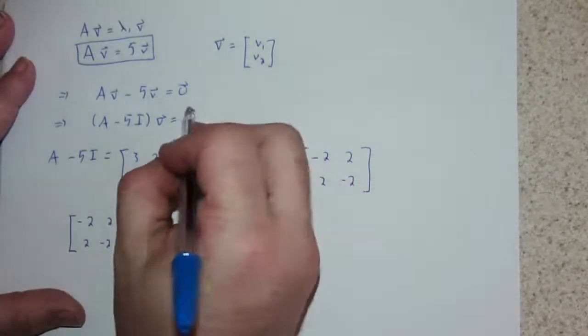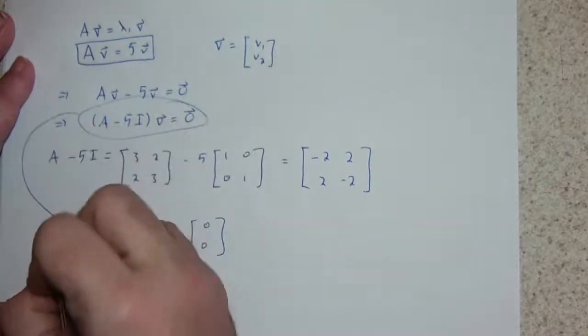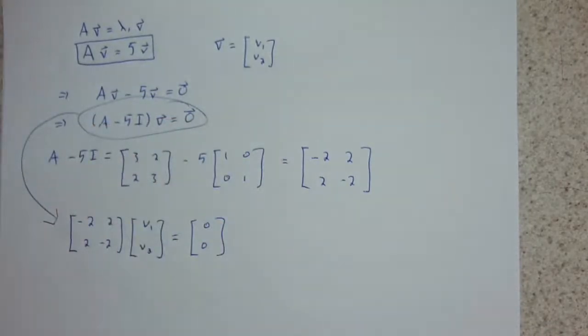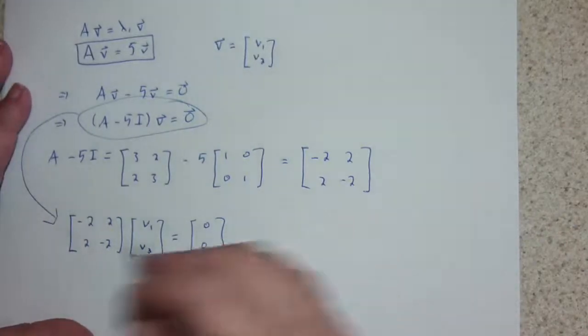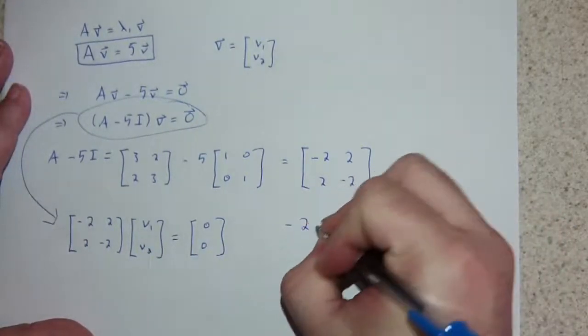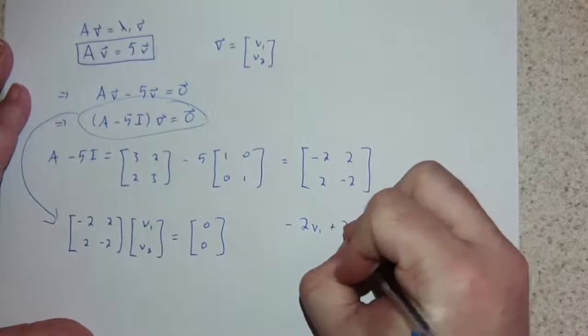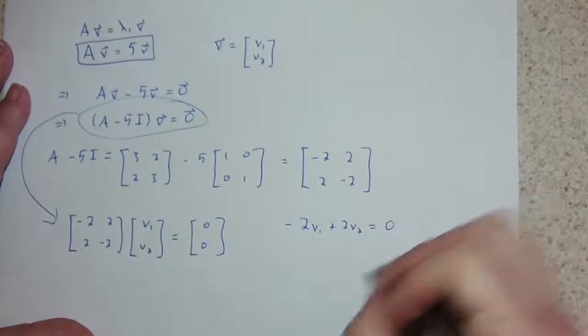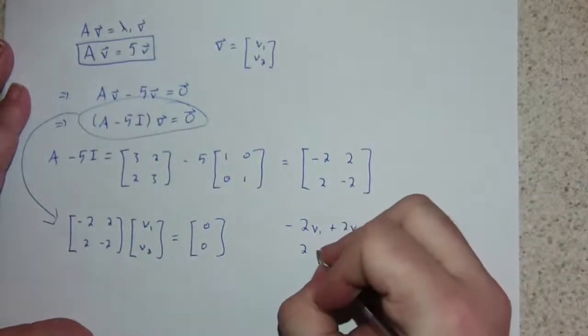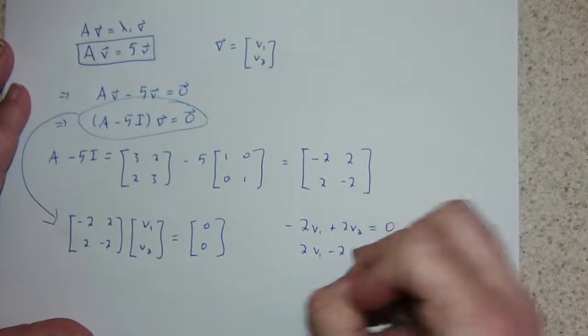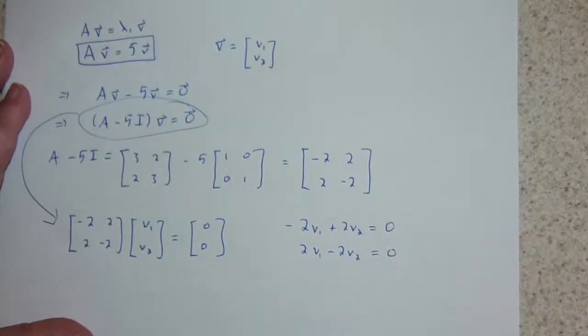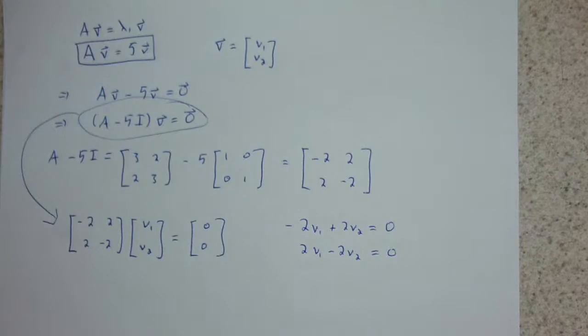That is what this equation is. Okay. So rewriting this as a system, this would be the system minus 2v1 plus 2v2 is equal to 0, and 2v1 minus 2v2 is equal to 0. And I want to solve this system.